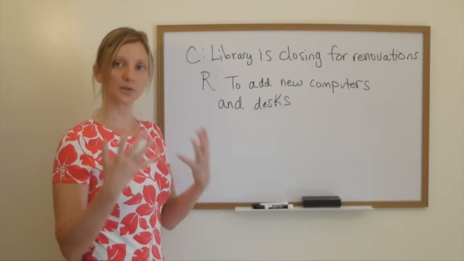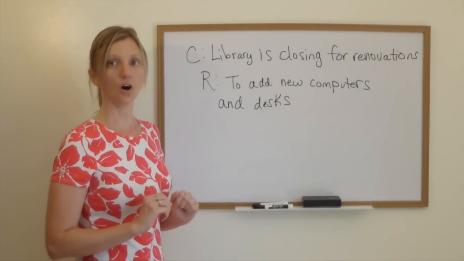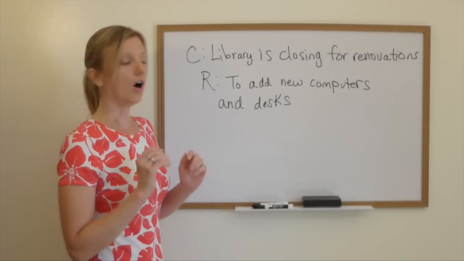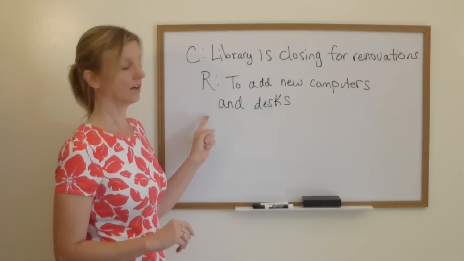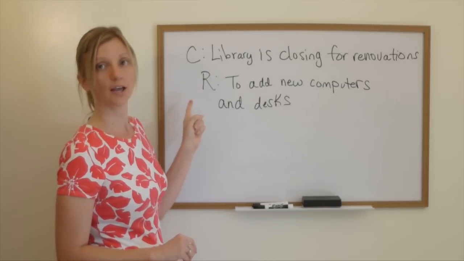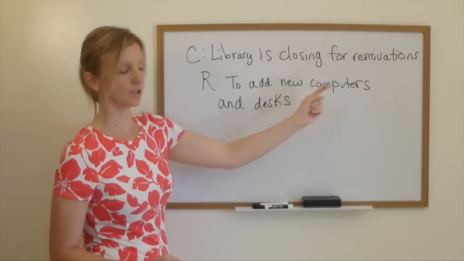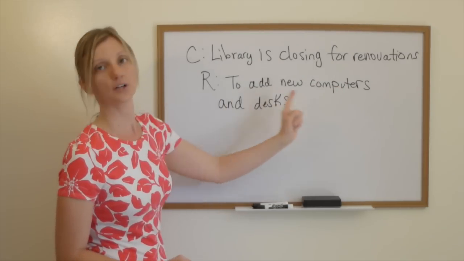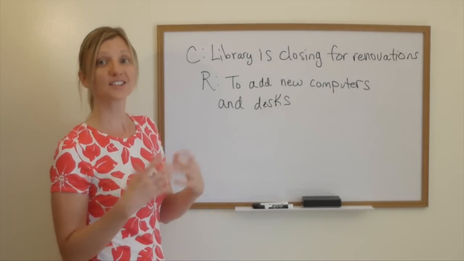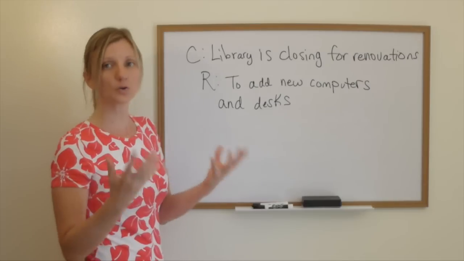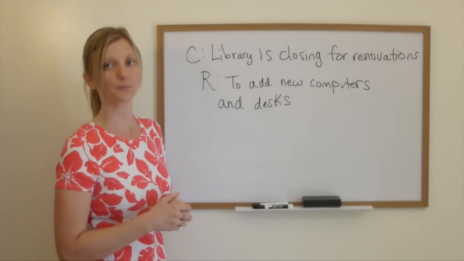I just want to show you really quickly how to take notes on the announcement that you just saw. All you need is a C and an R. I put that there for change and reason. The change here, library is closing for renovations. The reason, to add new computers and desks. And that's all you really need to write down. And you can do that in the 45 seconds they give you.